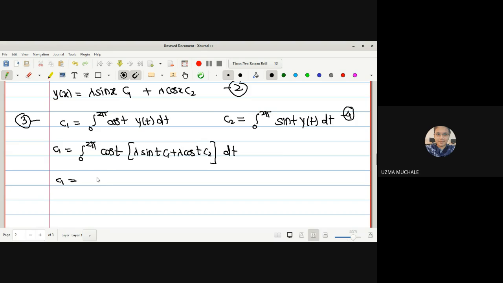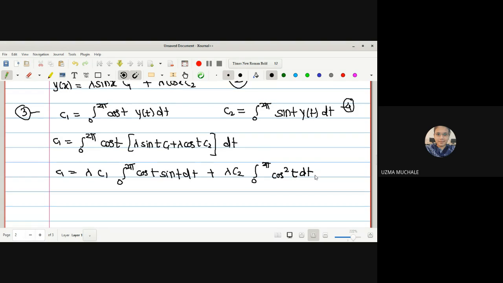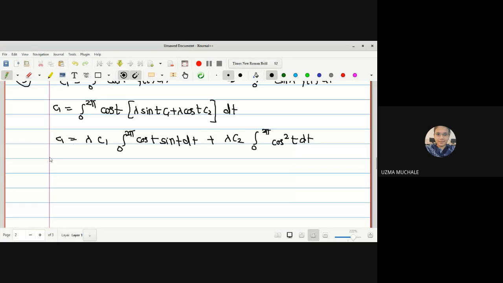C1 is equal to, okay, what are the constant terms? Lambda C1 outside, integration 0 to 2 pi cos t sin t dt, plus lambda C2 integration 0 to 2 pi cos square t dt. Now what we have to do, we have to use the cos and sin formula so that we can evaluate easily.